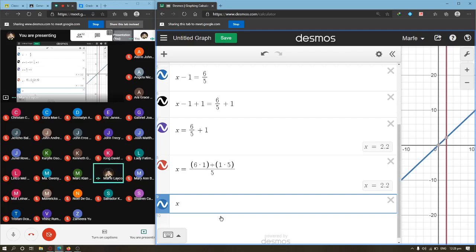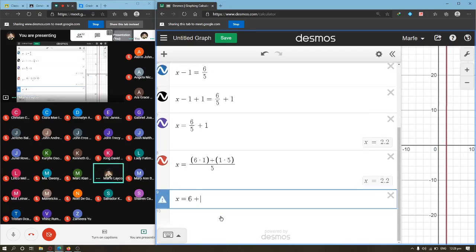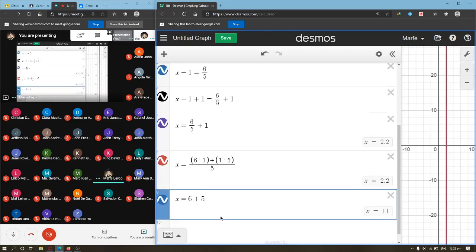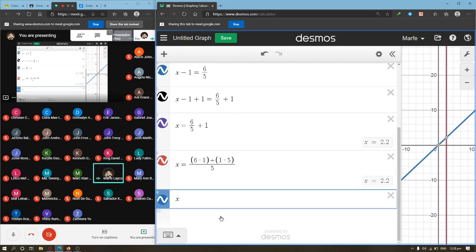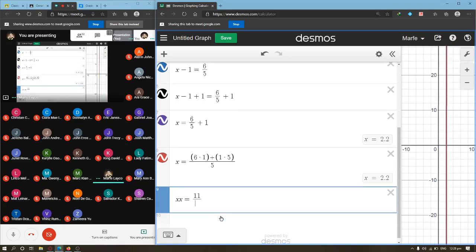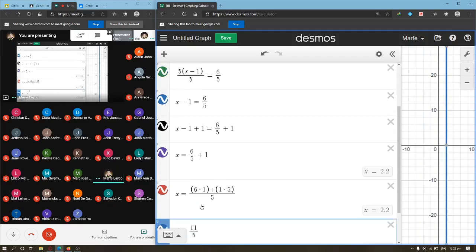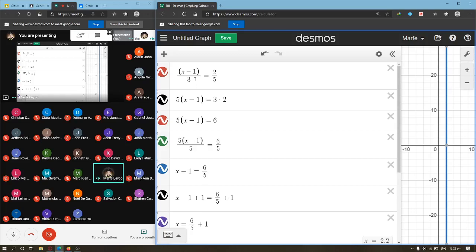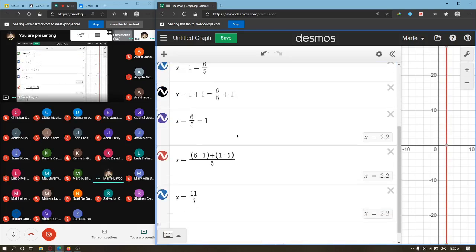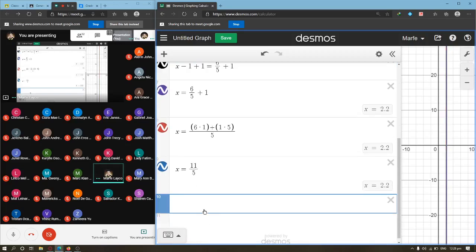So, our answer would be 6 plus 5 is equal to 11 over 5. Yan. So, let's substitute dito sa ating original na equation, if tama yung sagot natin.